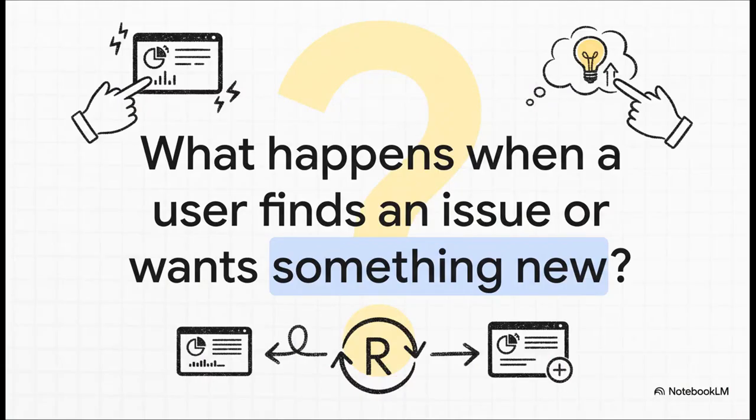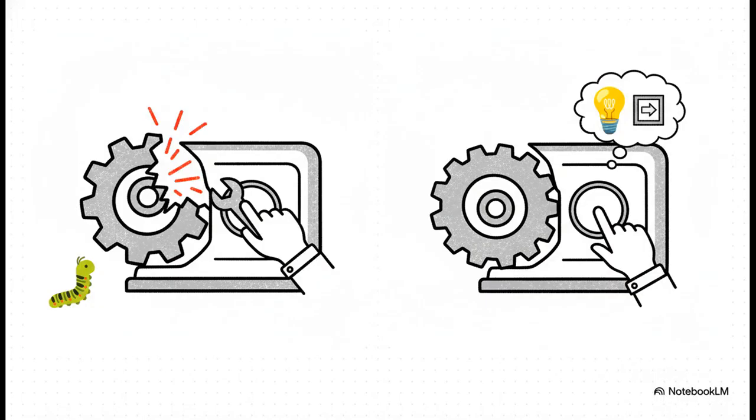The dashboard is finally in the hands of the people who are going to use it every day. And they'll find things. Maybe something isn't working quite right, or maybe they get a brilliant idea for a new feature. How you deal with that feedback is honestly what makes or breaks a project in the long run. And the absolute key here is to know the difference between a bug and a change request. They are not the same thing.